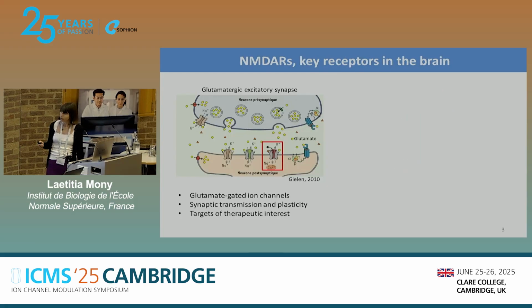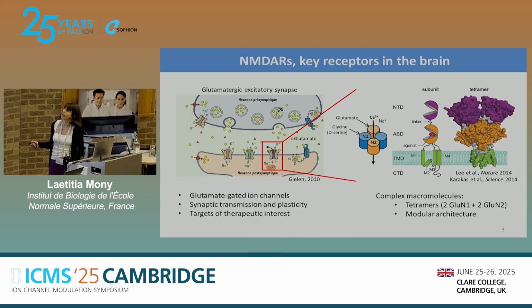And in the mammalian brain, glutamate is the major excitatory neurotransmitter and acts on postsynaptic ionotropic glutamate receptors, among which NMDA receptors play a key role in synaptic transmission and plasticity. This is the process that underlies learning and memory, due to their high permeability to calcium. NMDA receptors are also targets of strong therapeutic interest because their dysfunction is involved in a lot of neurological and psychiatric diseases like depression, schizophrenia, autism, Alzheimer's or Parkinson's disease.